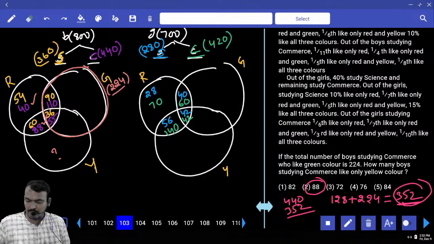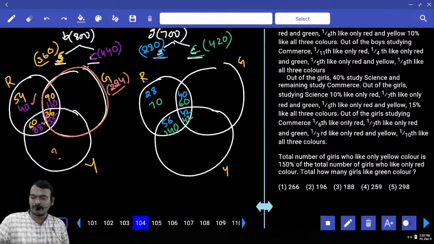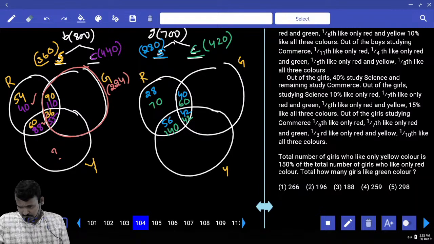Next question number 104. Total number of girls who like only yellow color is 150% of which one?